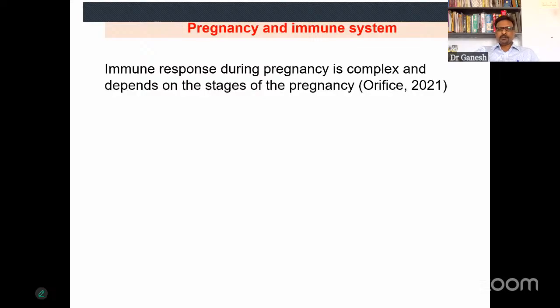So our immune cells should be calmed down. Our immune cells should treat this baby as their own, and should not differentiate it as a foreign baby. So these kinds of regulatory mechanisms are very much required in order to achieve a successful pregnancy. The immune response during pregnancy is complex and depends on the stages of the pregnancy. Depending on the stages of the pregnancy, the immune response is also being regulated.